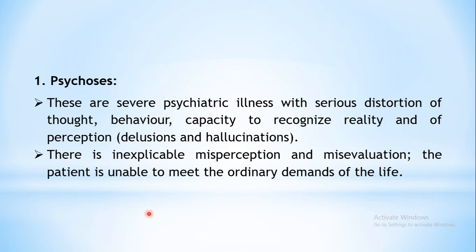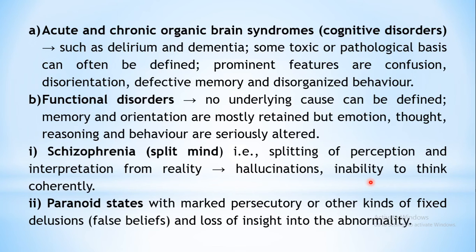So here there is an inexplicable misperception and misevaluation. That means you are not able to perceive things correctly. Whatever you see or you feel is not correct actually. And there is misevaluation. You are not able to evaluate things correctly, whether it is correct or whether it is wrong. So it may be affecting certain people so much that they are unable to meet the ordinary demands of life. So they are severely affected.